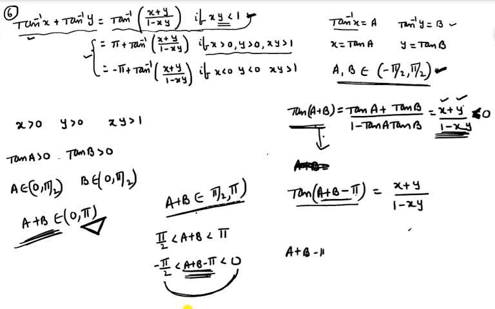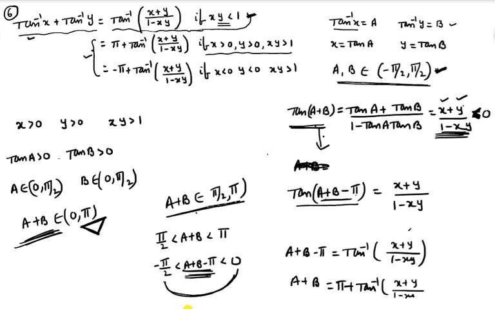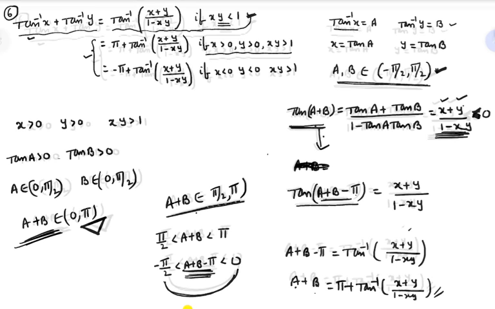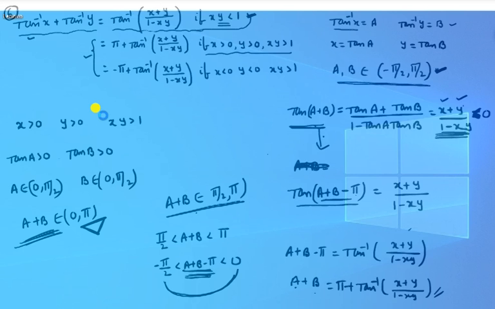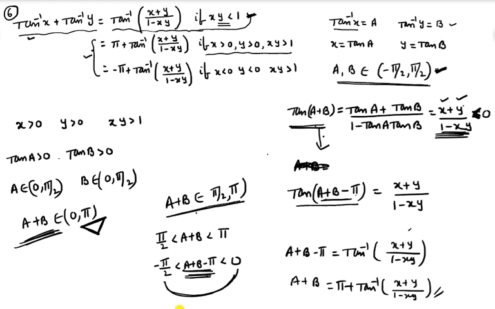That's why we can write a plus b minus pi is equal to tan inverse of (x plus y) divided by (1 minus xy). Therefore we get a plus b equals pi plus tan inverse of (x plus y) divided by (1 minus xy), right? So what is a? Tan inverse x. So that is the way we can prove the other result also.